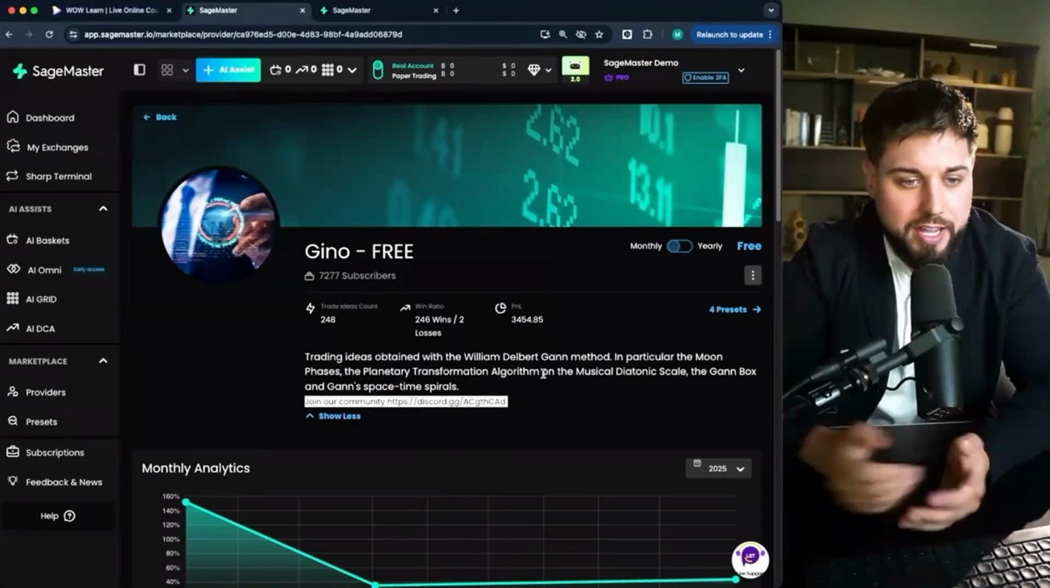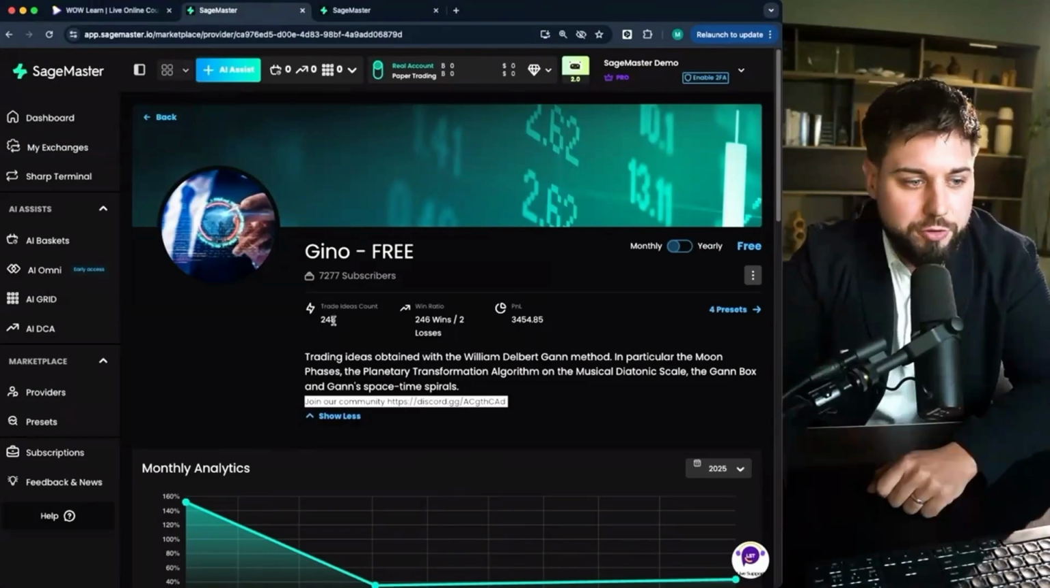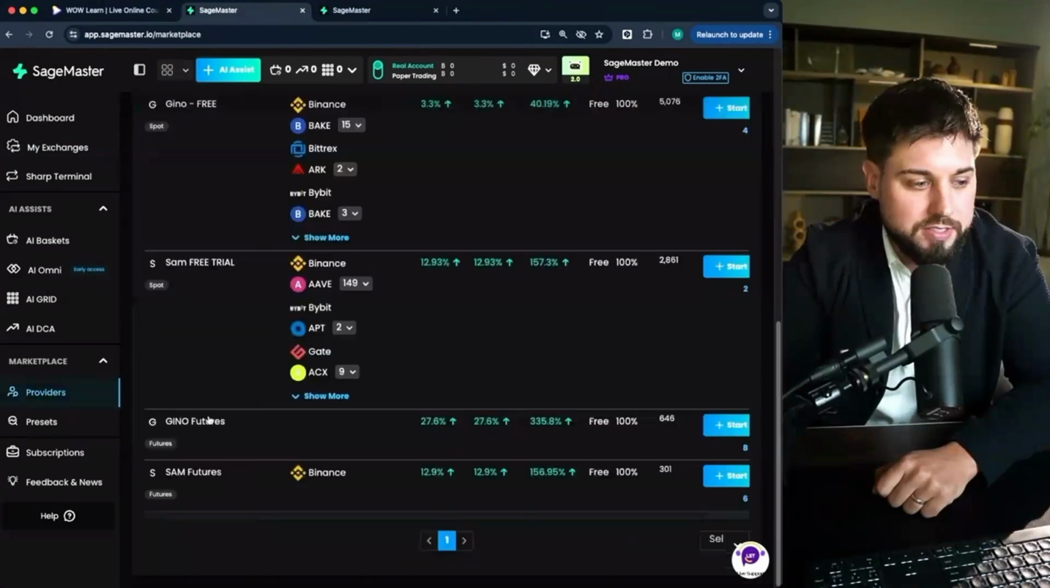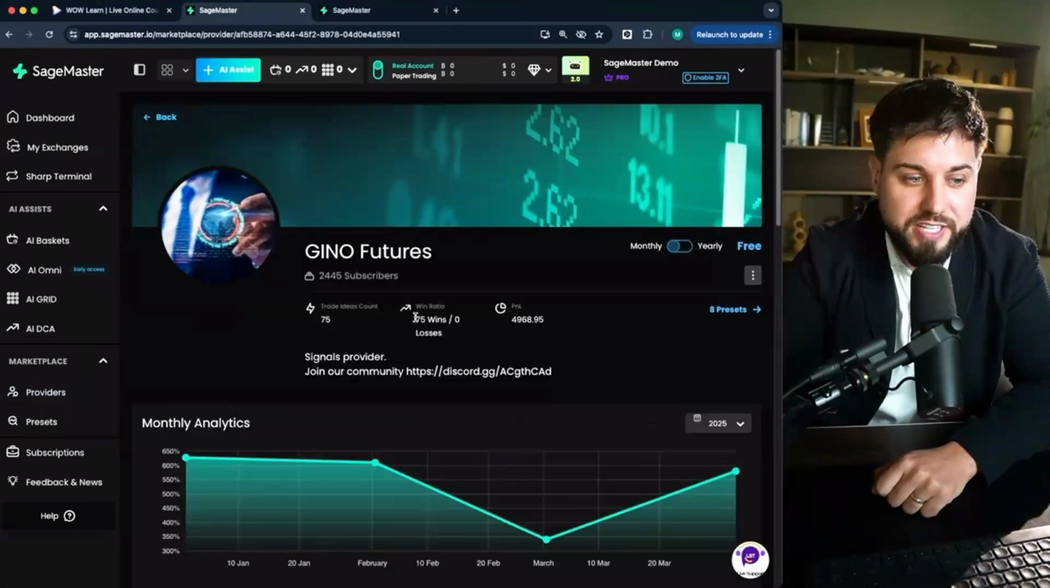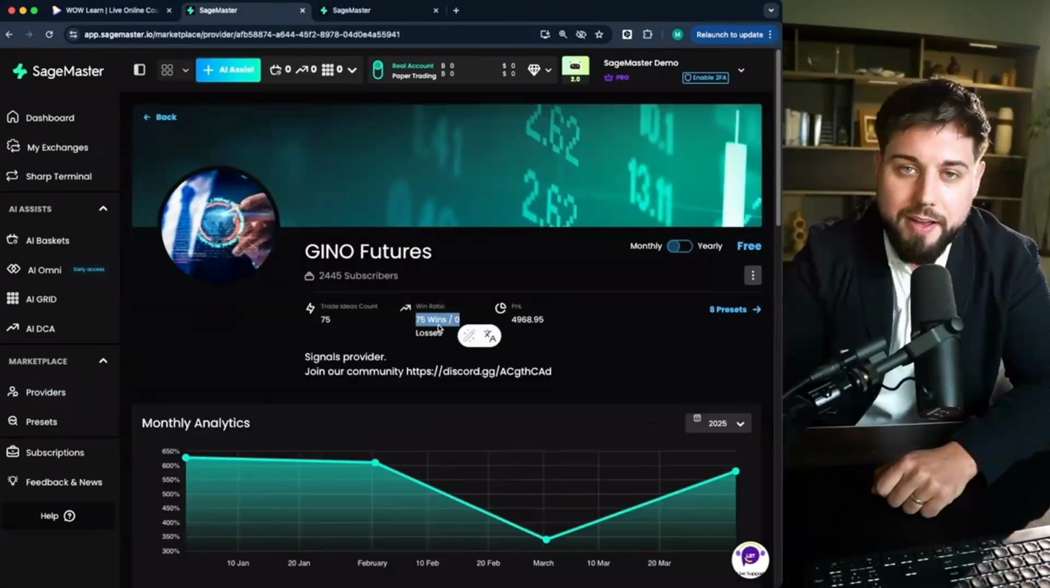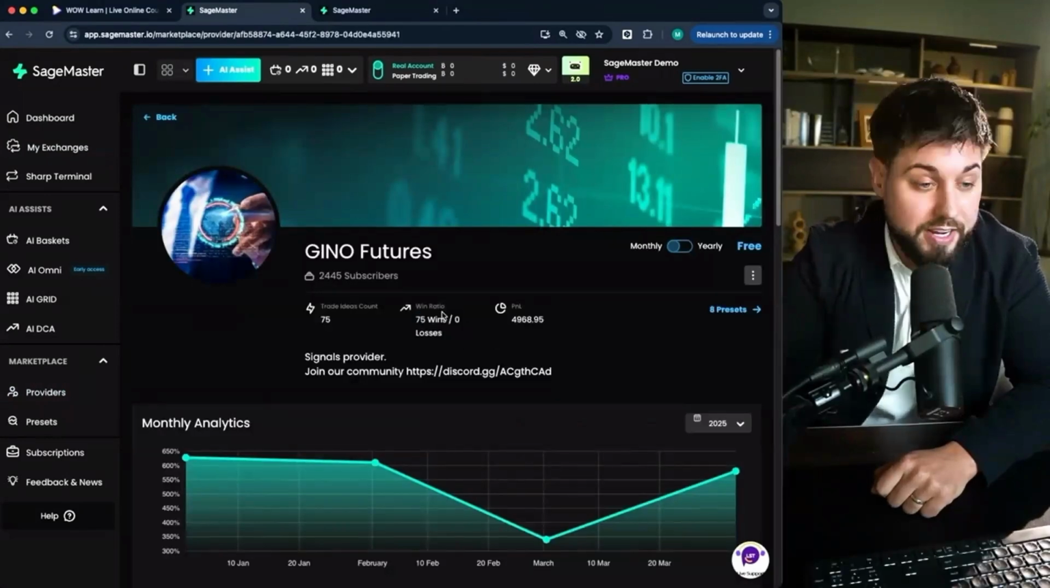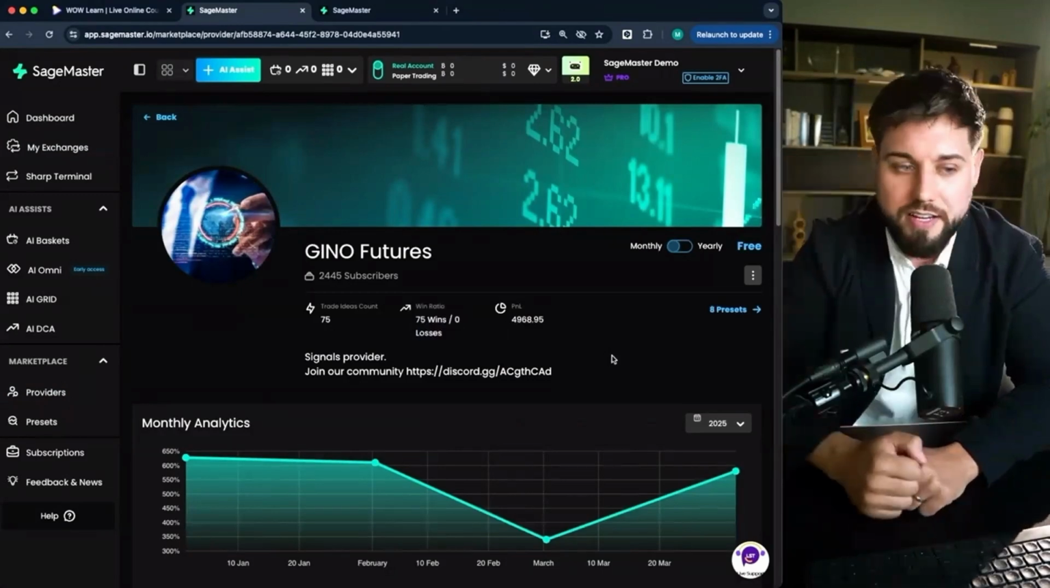If you're looking at his track record, they have 246 wins and 2 losses for spot. And if we go back, you can see futures. Since last year, 2024, he's sent out 75 futures trade ideas and 0 losses. It's phenomenal to be able to follow this data and these insights.